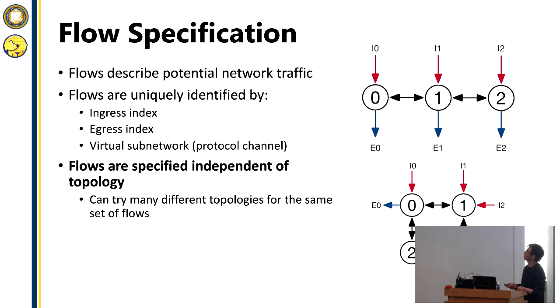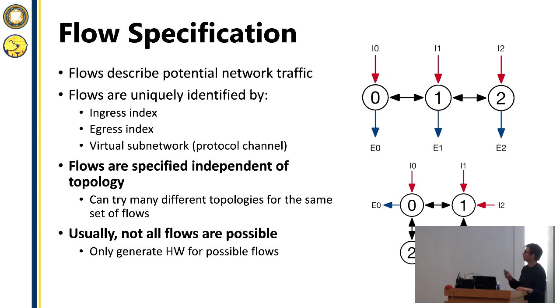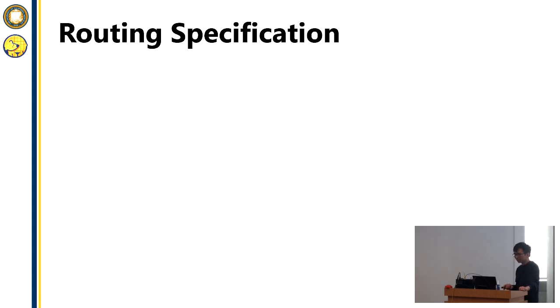So this means it's very easy to try a bunch of different topologies for the same set of flows if you're doing some kind of design space exploration. And the other reason why we want to do this flow specification step is that we don't want to under-constrain the network. Usually, not all possible flows in the network on chip are actually possible, right? You wouldn't have a master sending a message to another master in a typical bus architecture. So this is to facilitate those kinds of optimizations.